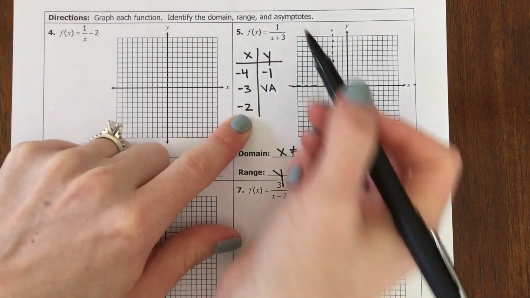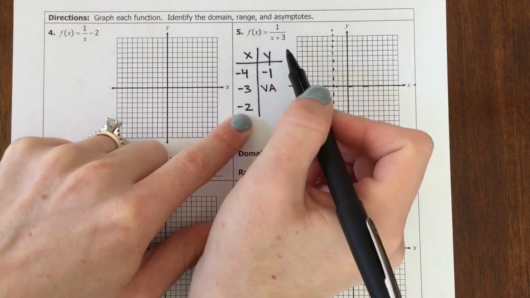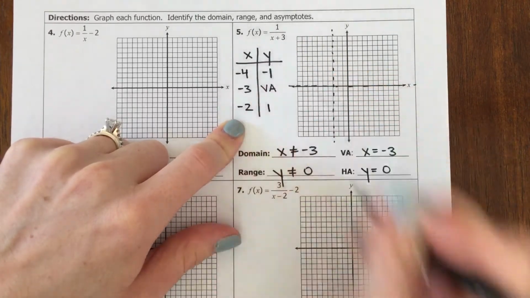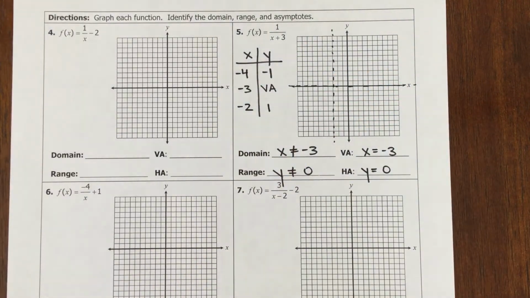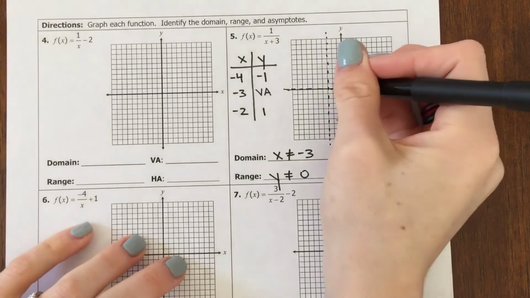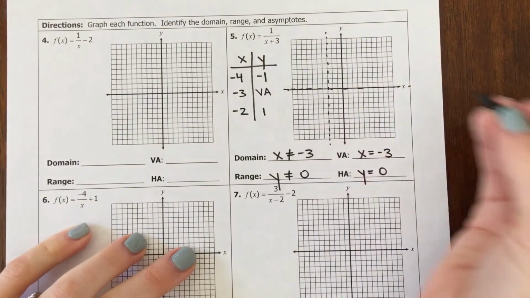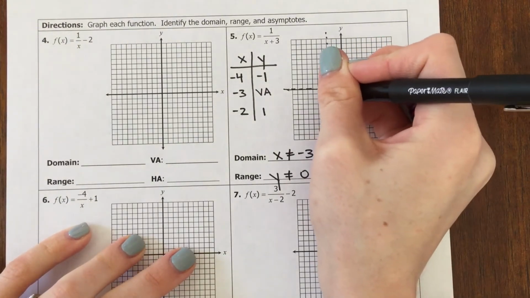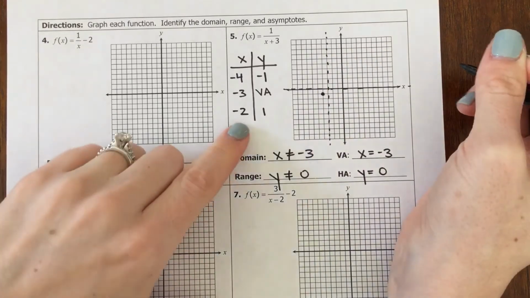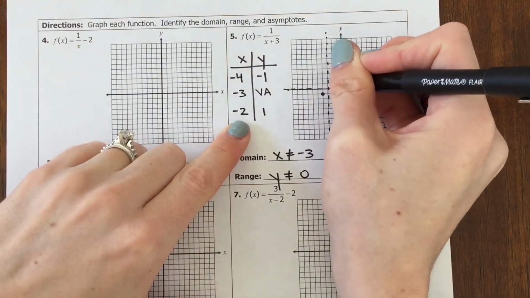And then this, I can plug in a -2. -2 plus 3 is 1. 1 over 1 is just 1. So that's all you do. You just plot those 2 points and then use what we know the shape looks like to fill in the rest. So -4 and -1 would be right here. And -2, +1 would be right here.